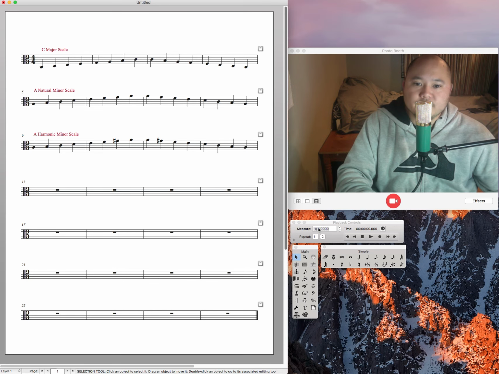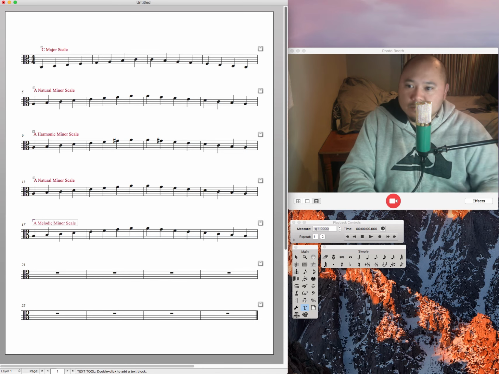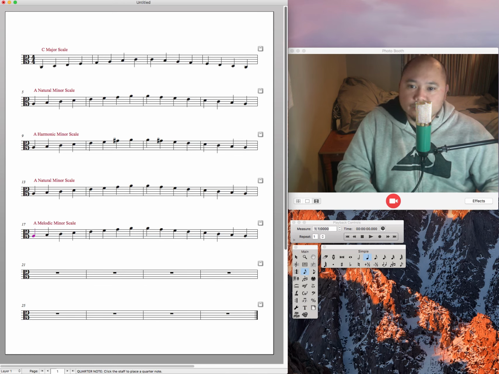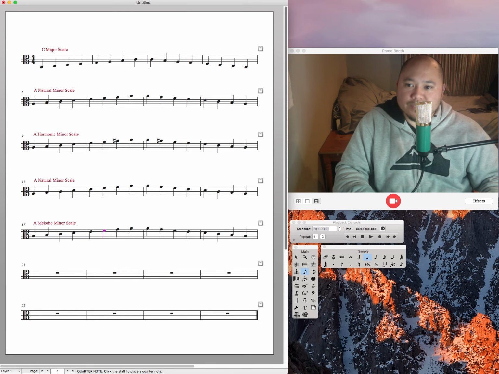All right, so what I'm going to do next is I'm going to paste the natural minor scale again twice, just to keep the scales close together. Over here, I'm going to rename this the melodic minor scale. Now the difference between the melodic minor scale and the natural minor scale is that in a melodic minor scale, the 6th and the 7th are raised. So I'm going to raise the F up a half step to F sharp, and I'm also going to raise the G up a half step to G sharp.